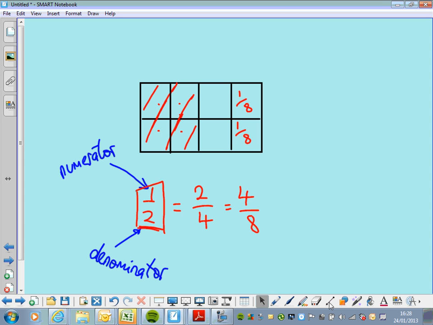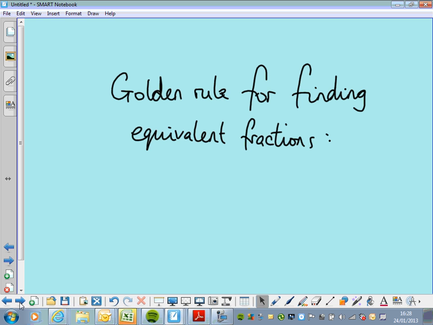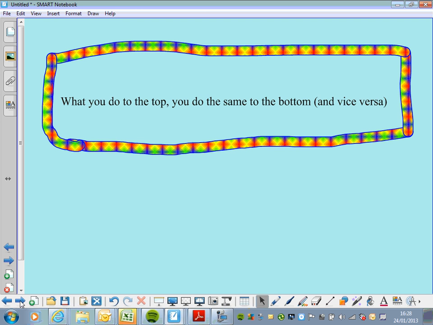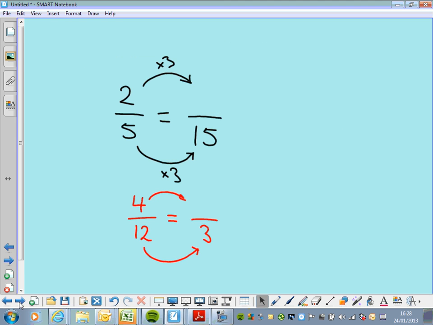That's basically what equivalent fractions are, but we're just going to give you a golden rule to help you find equivalent fractions, and we'll work through a couple of examples to show you how it works. The golden rule for finding equivalent fractions is this: whatever you do to the top, you do the same to the bottom, and vice versa. That means the other way around. So if you do something to the bottom, you do the same thing to the top. Let's look at some examples.